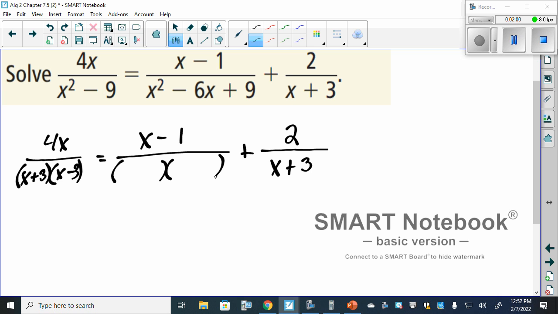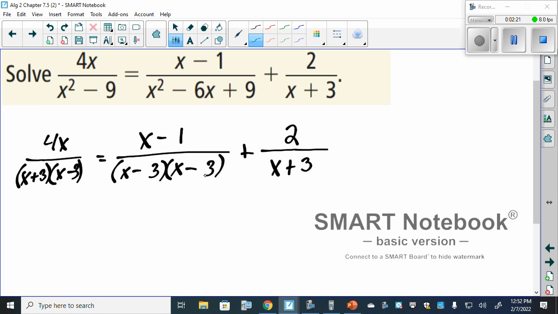Now the middle one, the x squared minus 6x plus 9, is factorable. Because the 9 is positive, the signs would be the same, and they'd both be minus. The factors of x squared would be x and x, and the factors of 9 would be 3 and 3.